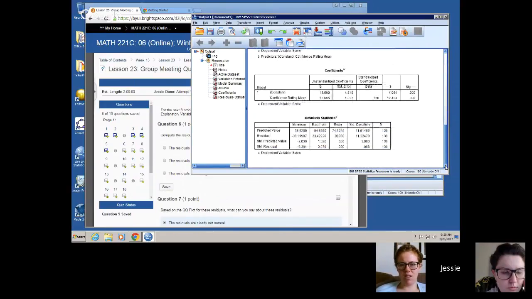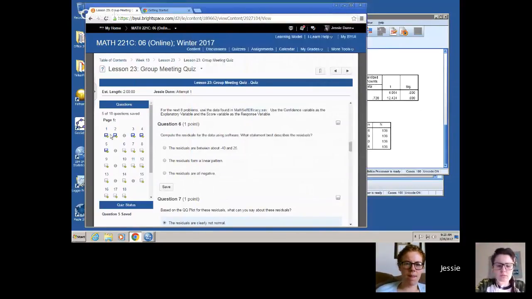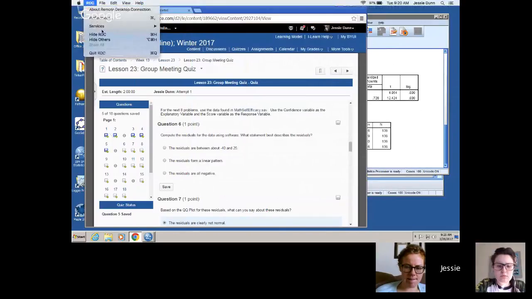Here, do you want me to screen share? I just might freak my computer out. Should I do a QQ plot? Oh, you're sharing? Okay, hold on. No, yeah, do a QQ plot. Okay.